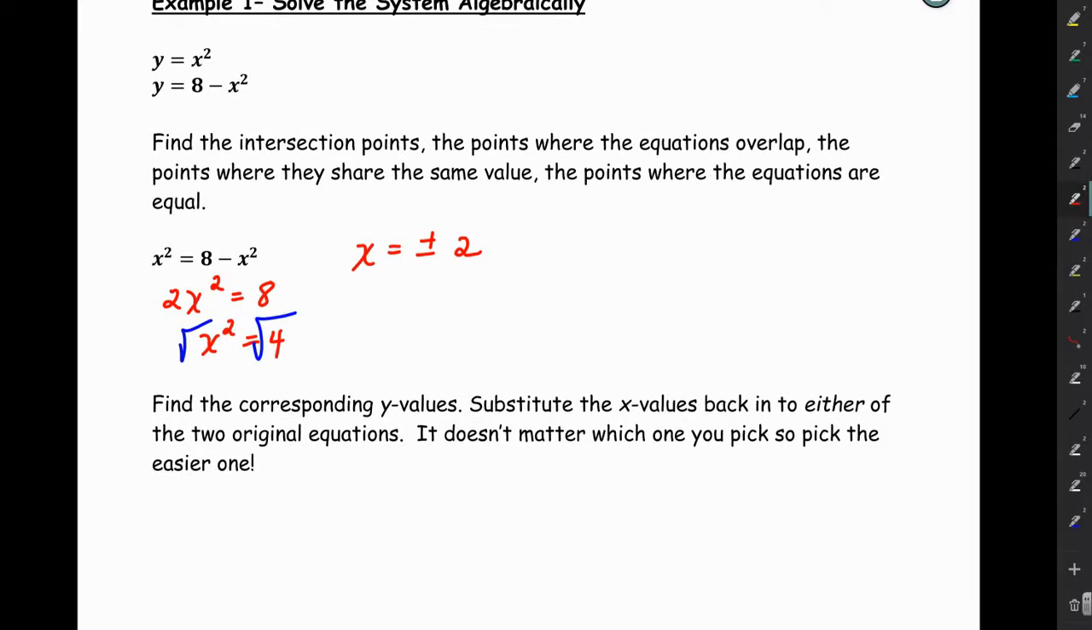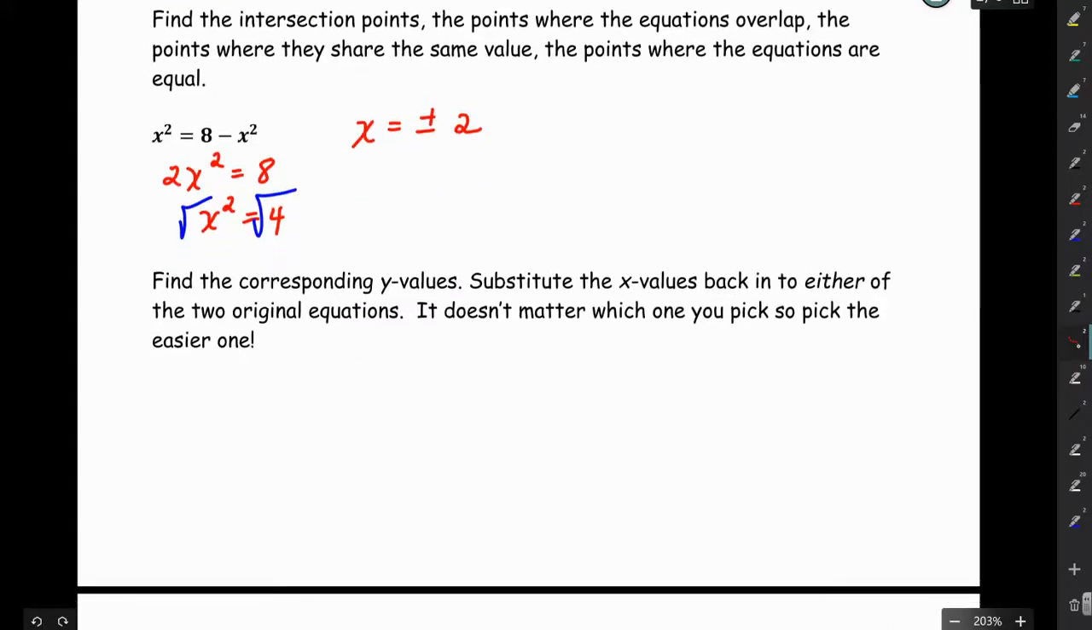It says find the corresponding y values. We would do that by substituting these x values back into either one of the two original equations. Well, this is the easier equation, so that's what I'm going to use. But let's just make a note here that we have two coordinates. We have 2 and we have negative 2. And to find y, we're going to substitute each of those values into the equation y equals x squared.